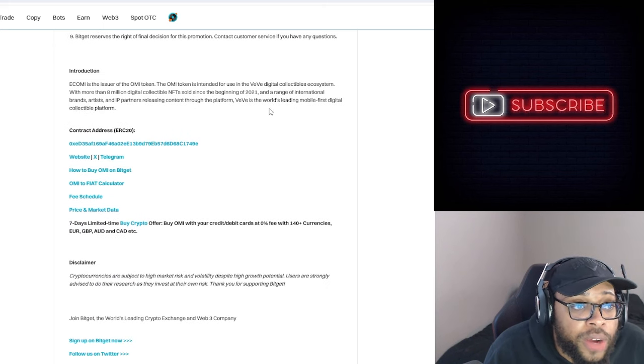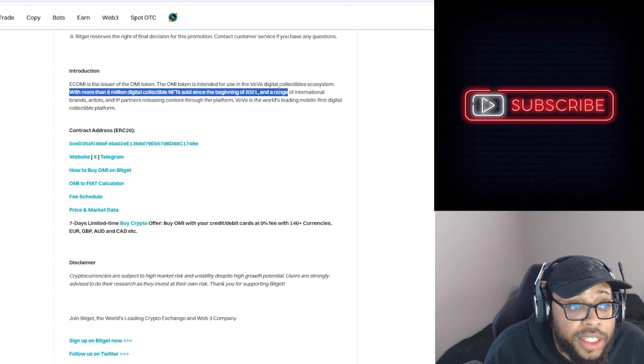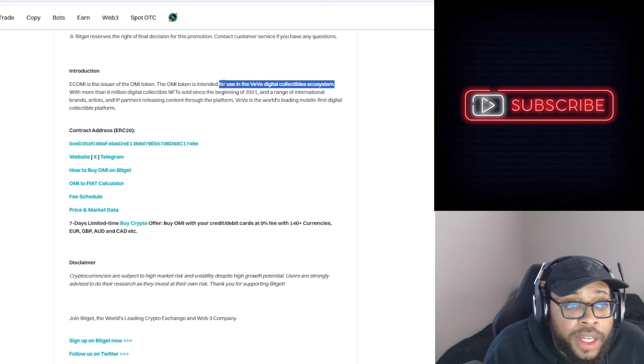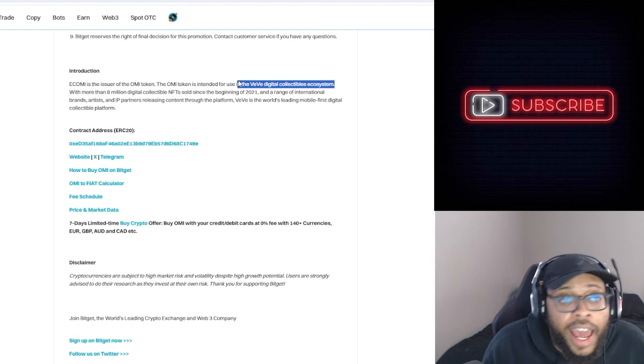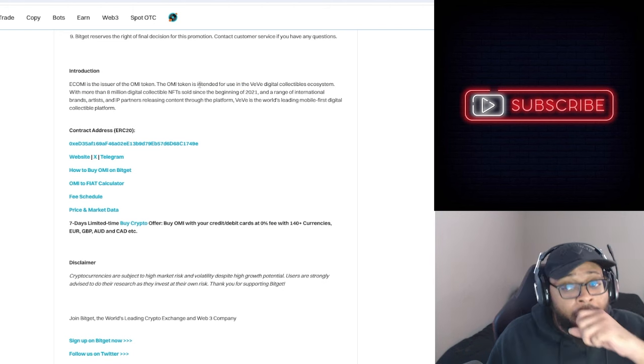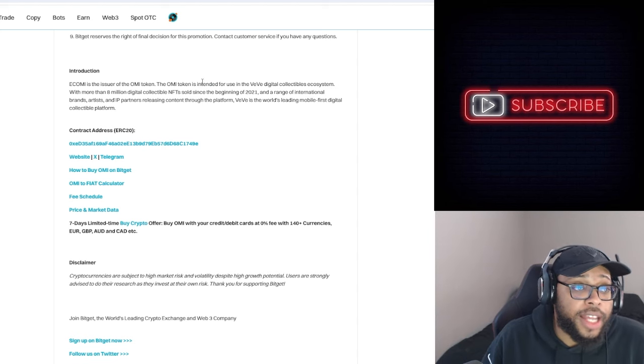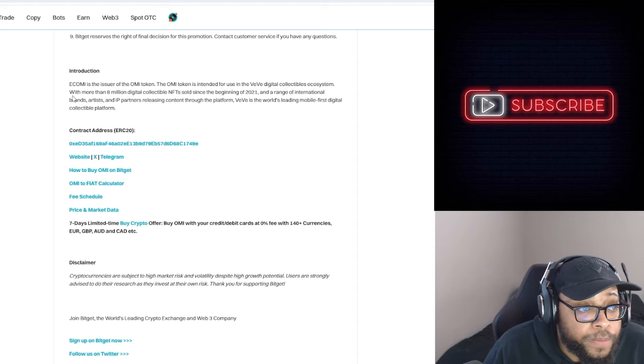Ecomi is the issuer of the OMI token. The OMI token is intended for use in the VV Digital Collectibles ecosystem. This is great, this right here. So the use case for this is going to be in the VV Digital Collectibles ecosystem. They're clearly stating the use case of this token, and it actually is a platform that exists. So there's a legitimate use case for this token, unlike most currently in the crypto space. So this is good. That's bullish to an extent.